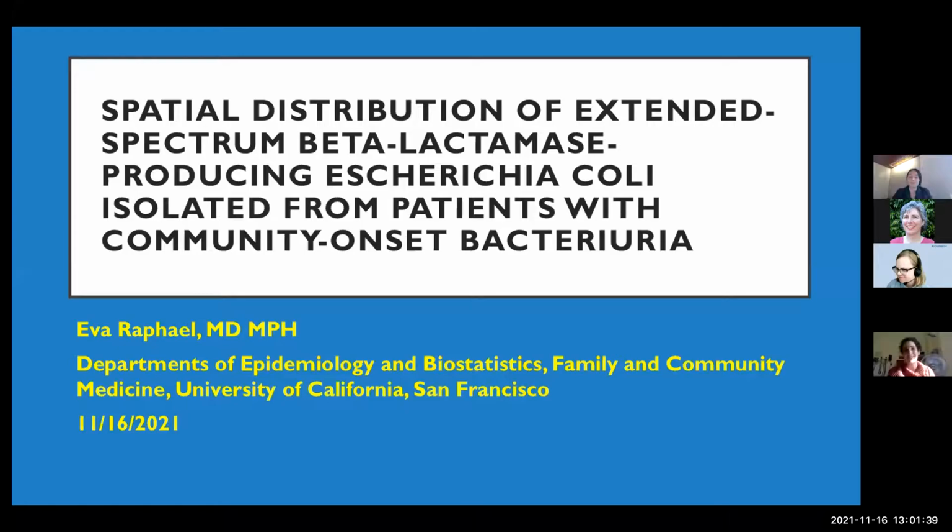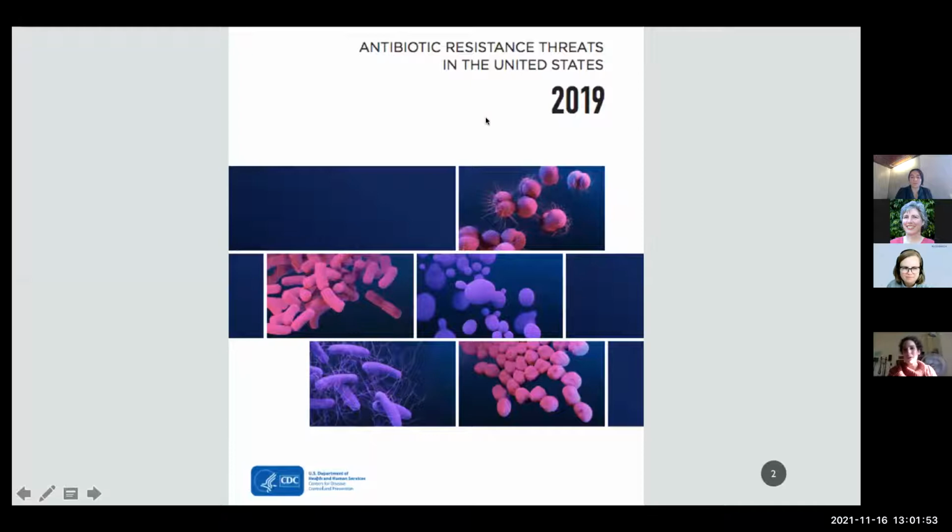A special type of drug-resistant E. coli isolated from patients with community-onset bacteria. So first, I want to kind of point to the crowd.